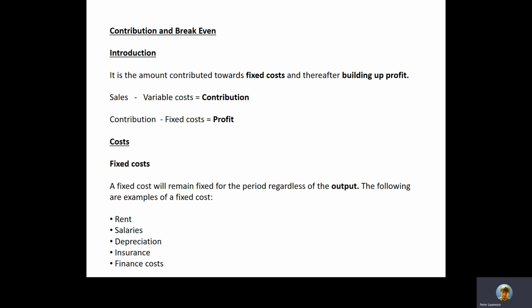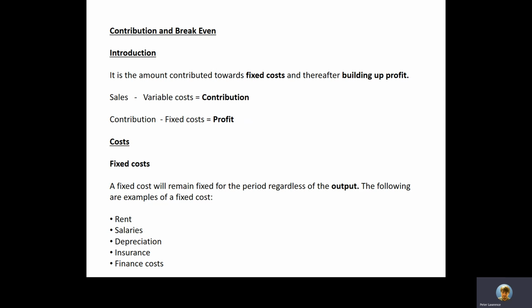So what are the differences between fixed and variable costs? Well, fixed costs are costs that remain fixed for a period regardless of output. So no matter how many products you make, the cost will remain the same. So the examples we've got there are things like rent, salaries, depreciation, insurance, and finance costs.